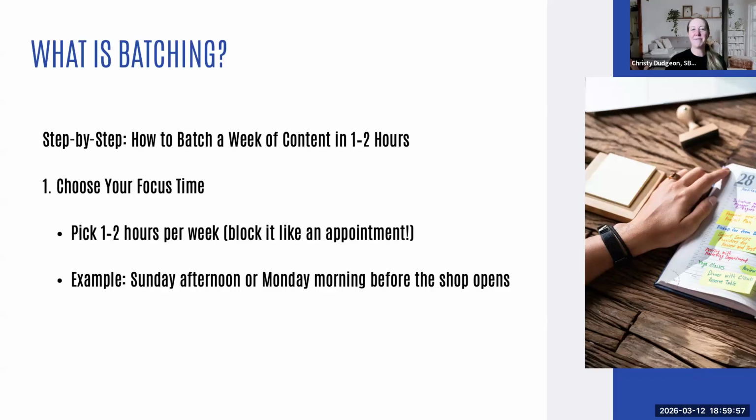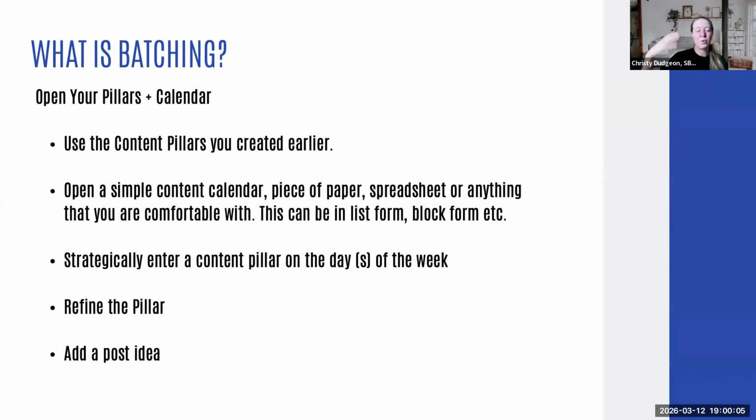So an example, Sunday afternoon or Monday morning before the shop opens, just as an example. I tend to do mine on a Sunday just because I think my mind is freer at that moment to be more creative. And so I will work on social media at that point. But we want to open our pillars, and we want to open a calendar. So we're going to use the content pillars that we already created earlier. We're going to open a simple content calendar.